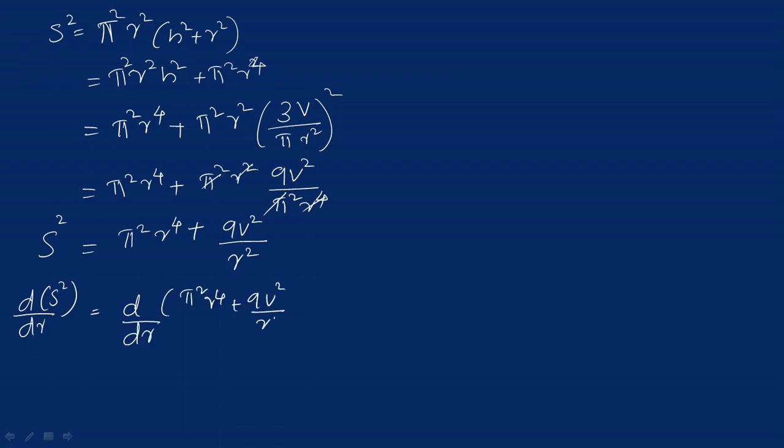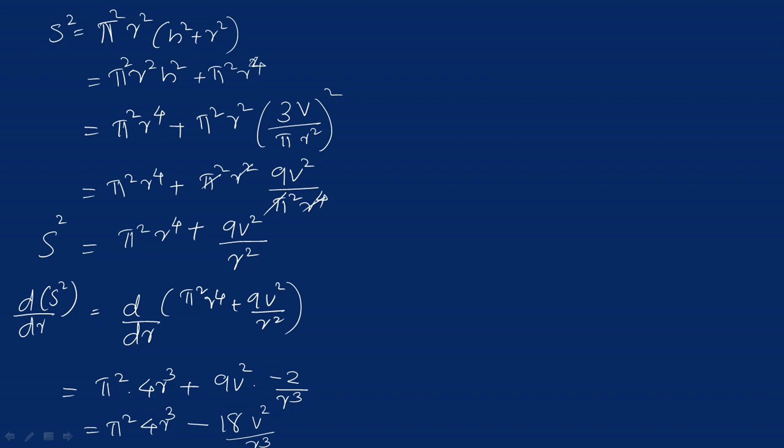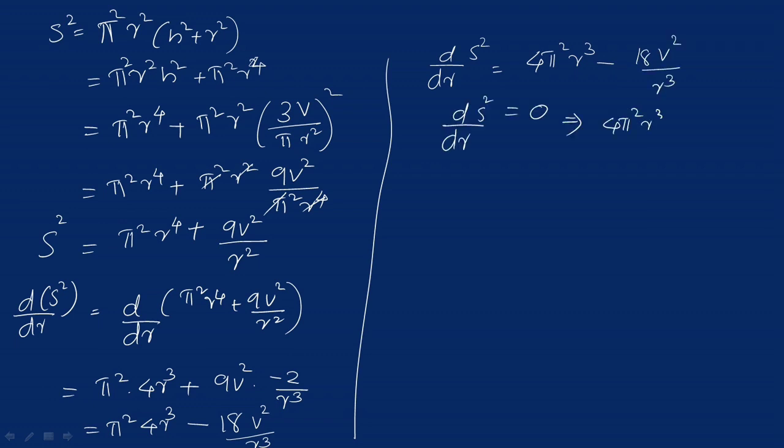Now what is d by dr of S square? That is d by dr of pi square r raised to 4 plus 9V square by r square. D by dr of pi square r raised to 4 is pi square into d by dr of r raised to 4, that is 4r cube, plus d by dr of 9V square by r square, that is 9V square into d by dr of r raised to minus 2, that is minus 2r raised to minus 3, that is minus 2 by r cube. So we have pi square 4r cube minus 9 into 2, that is minus 18V square by r cube. That is, d by dr of S square is equal to 4r cube pi square minus 18V square by r cube.